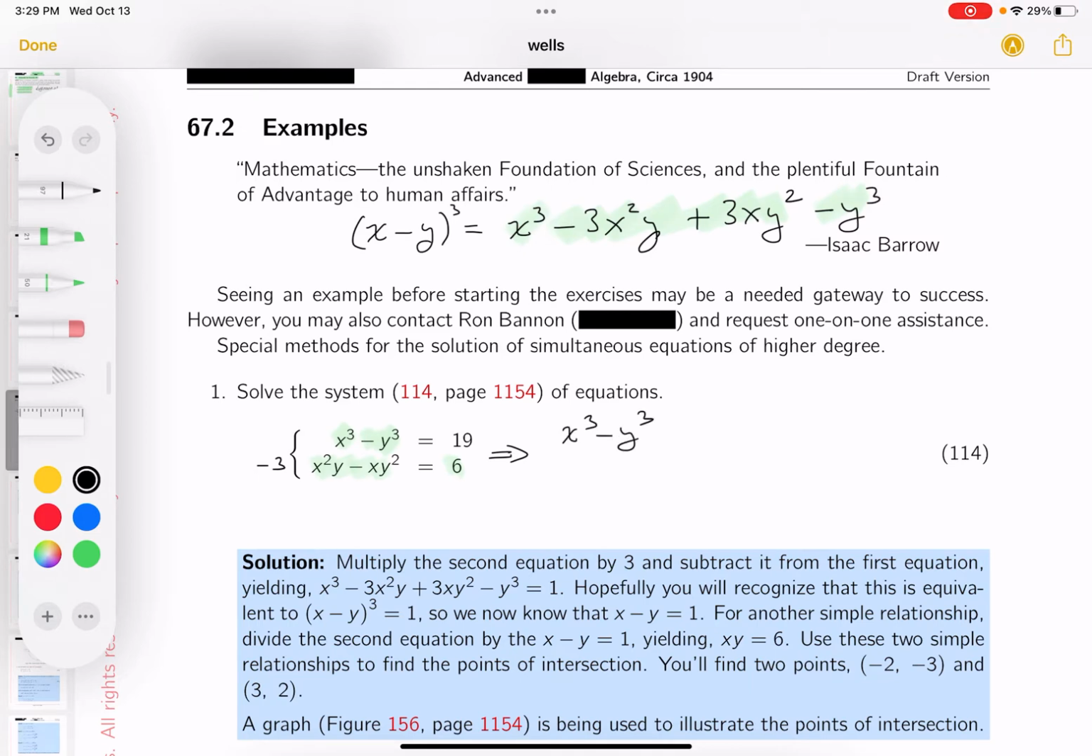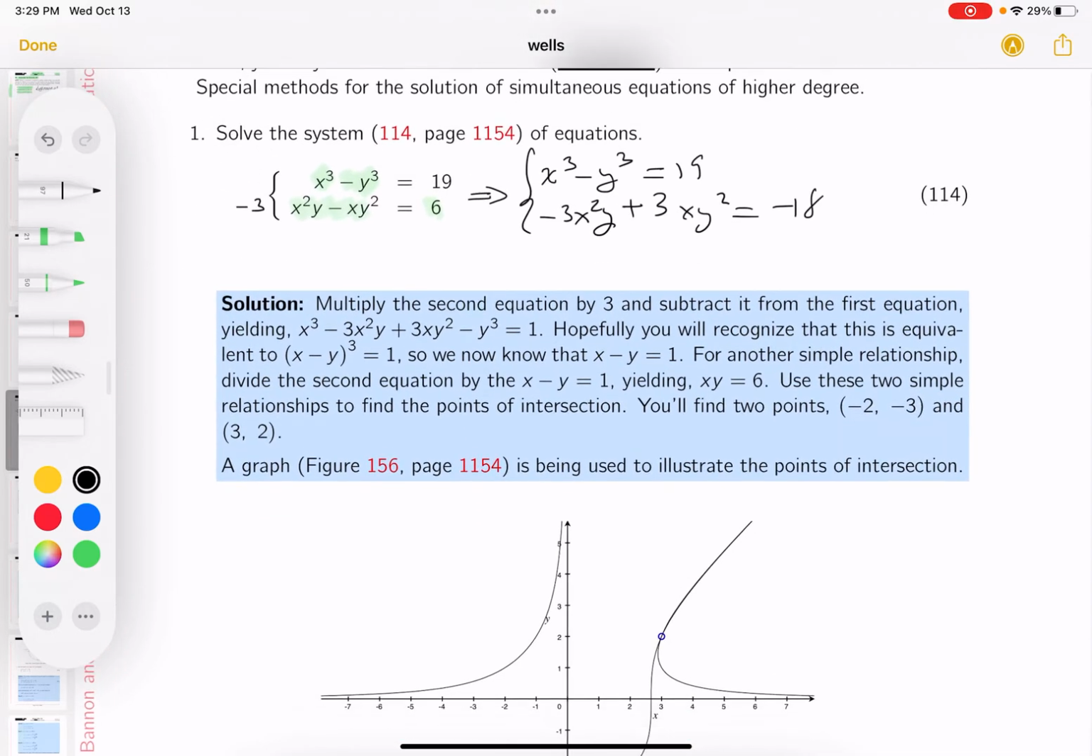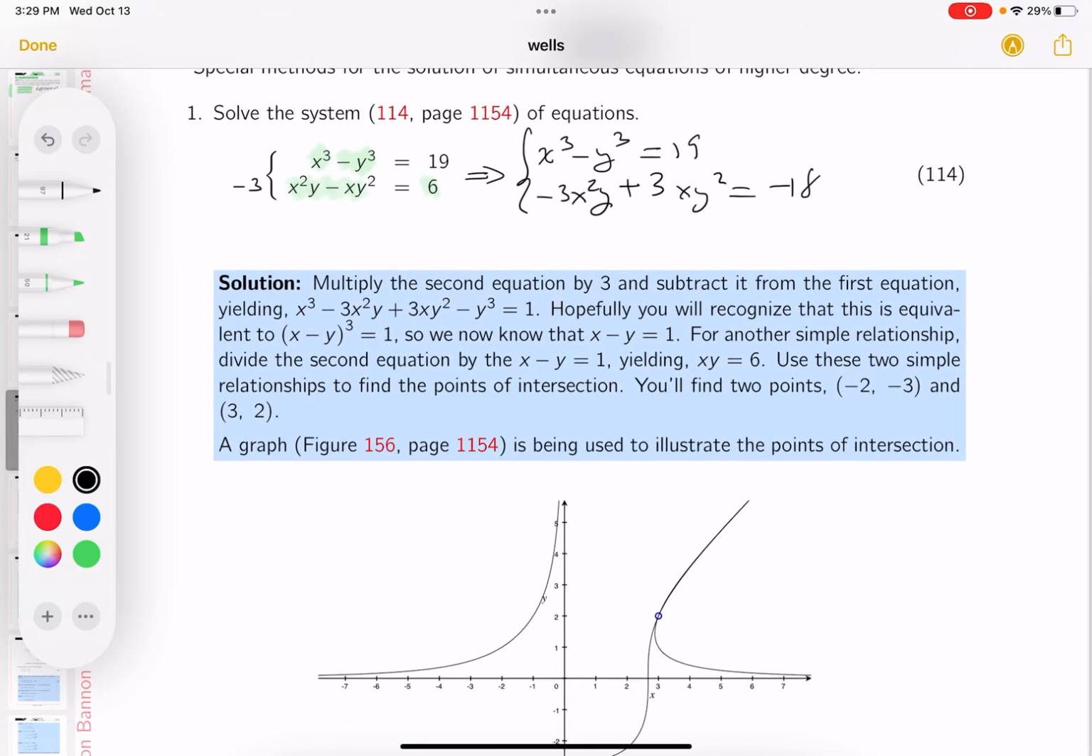And by the way, this may lead nowhere too. I'm not saying it will lead somewhere. Equals 19. And let's see what you get over here. You would get minus 3x squared y. Then you get plus 3xy squared is equal to minus 18. Well, what do I notice about this immediately? If I add these two equations together, no elimination will take place, but I get something that I really want to recognize.